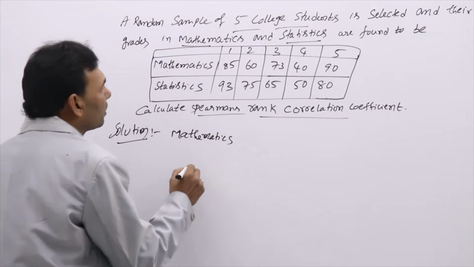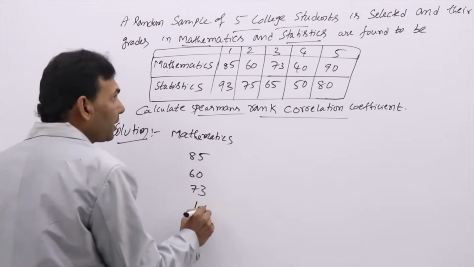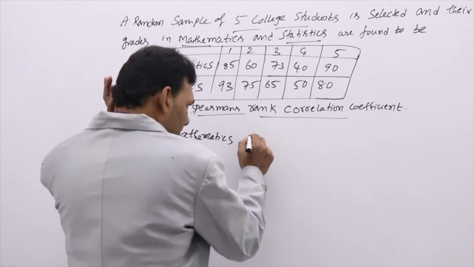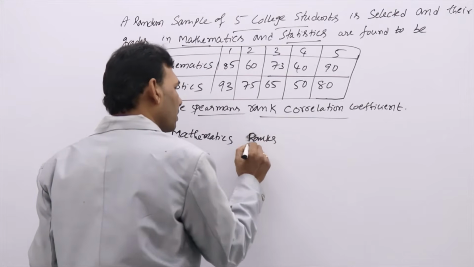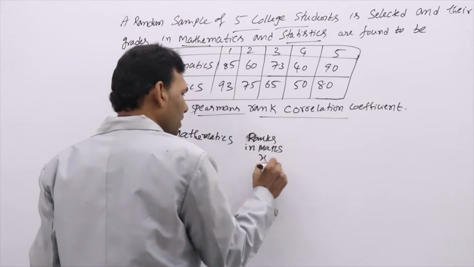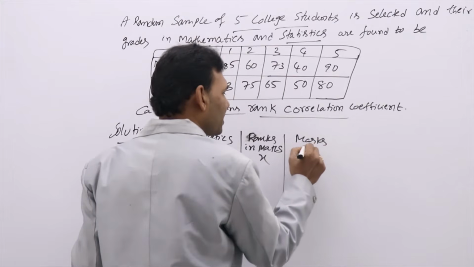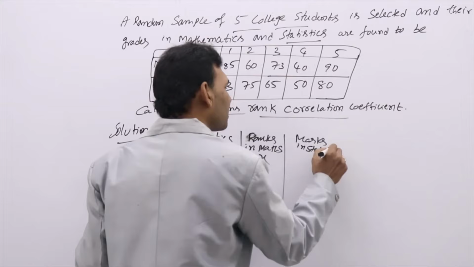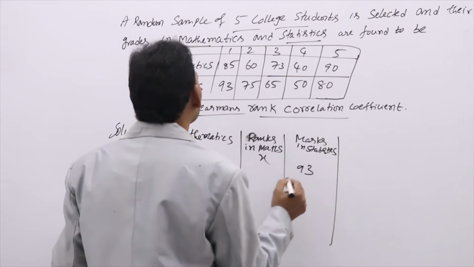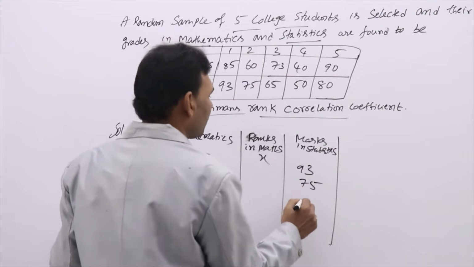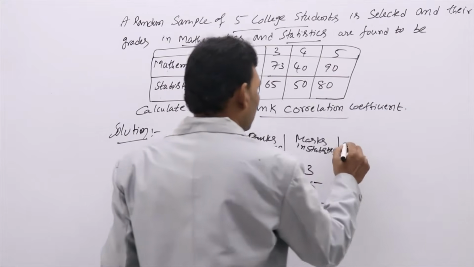Mathematics: 85, 60, 73, 40, 90. Here itself I am going to write the ranks in maths, that is X. Similarly, the grades in statistics are given: 93, 75, 65, 50, 80. Then the ranks in stats.